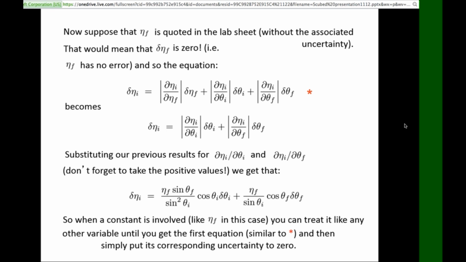Otherwise, it might be a constant associated with the apparatus, like the radius of something that you can't measure directly, and that's quoted in the lab sheet. In this case, since you can't measure it directly, you can't know the error associated with it. But when I say constant, it does not necessarily mean that there's no error associated with it. It just refers to those values which, for one reason or another, have 0 uncertainty, but not all constants are like this.